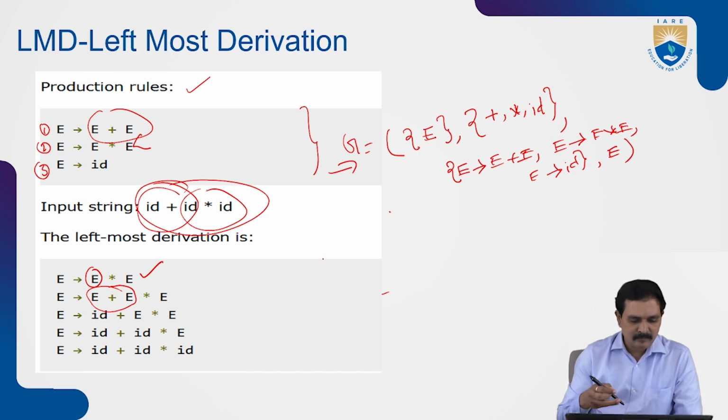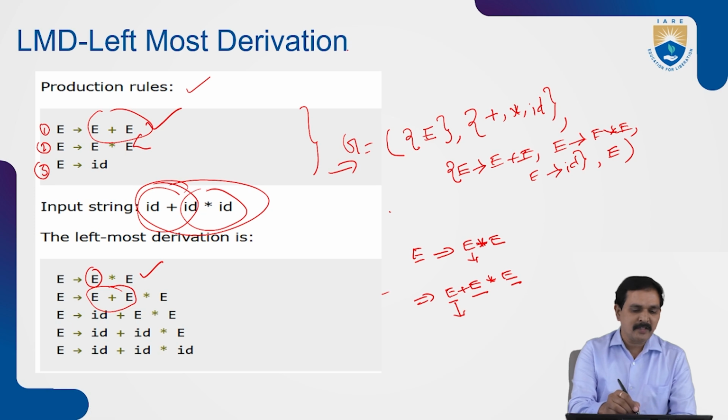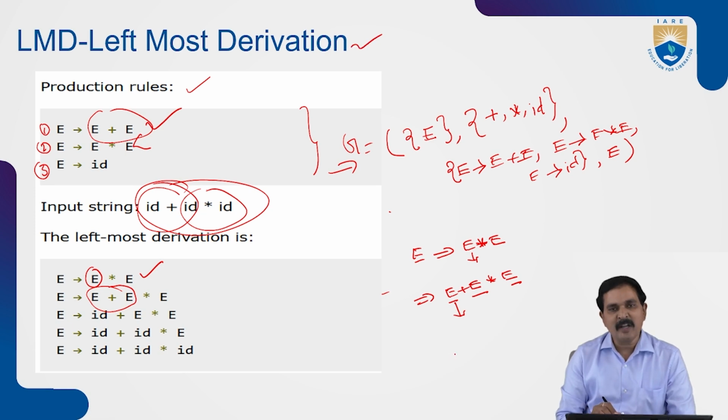The steps are like this. Here first I am taking E plus E. What is the leftmost? Here you make the substitution E becomes E plus E, as per this rule, giving this value into E. Here there are three non-terminals. What is the leftmost non-terminal? The first E is the leftmost non-terminal, because in leftmost derivation the replacement is always done at the leftmost non-terminal only.